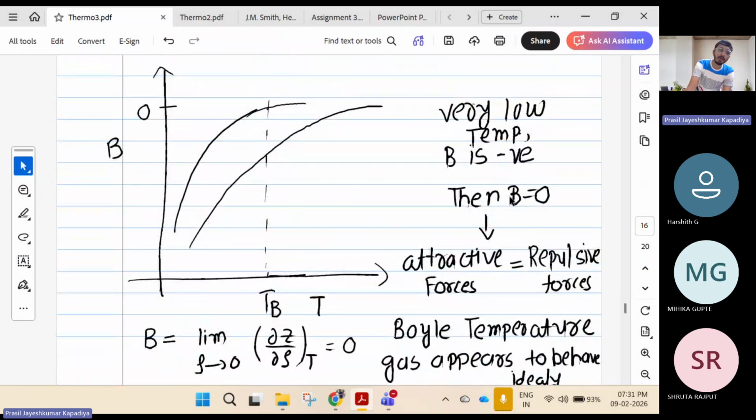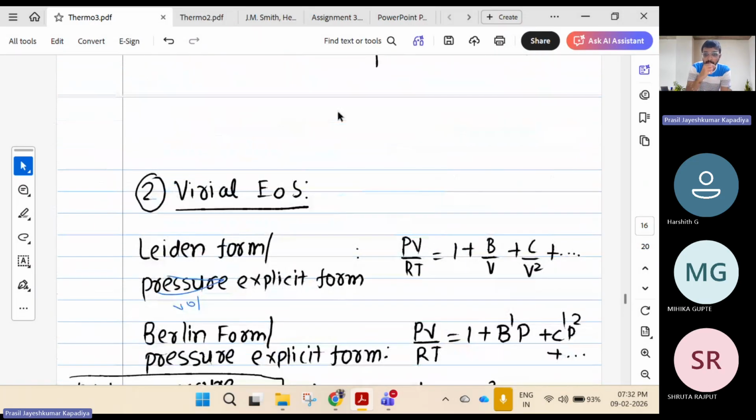When does B equal 0? When the attractive and repulsive forces are equal, B goes to 0, and this temperature where B goes to 0 is called the Boyle temperature. In the Boyle temperature region, the gas generally appears to behave ideally. Why does it appear to behave ideally? Because B is equal to 0, so PV by RT is equal to 1.